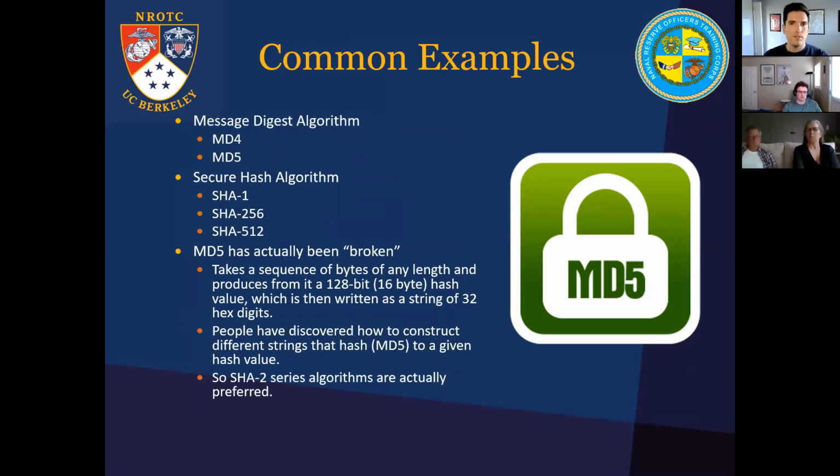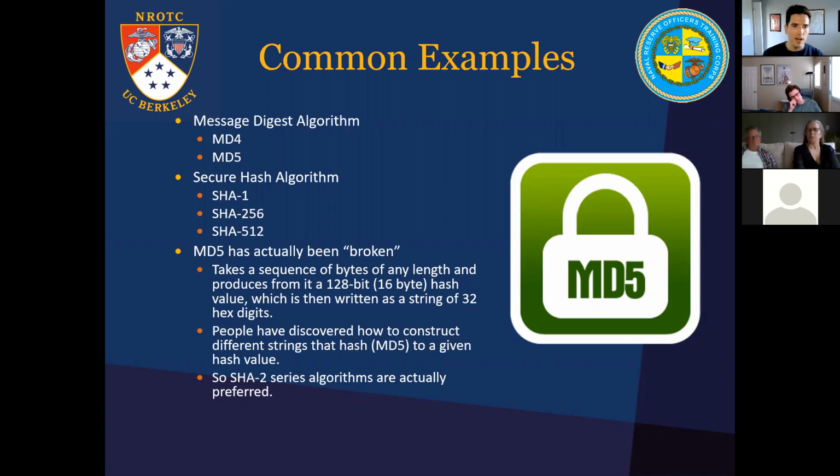1, 256, 512, 1048. These are all various examples of hash algorithms that are floating around out there and have various usage. So MD5 used to be, I guess, the industry standard for hashes for message digest for the internet and things like that. It's essentially just a sequence of bytes, and then it gives you a fixed 128-bit or 16-byte hash output, which is then written as a string of 32 hexadecimal digits.